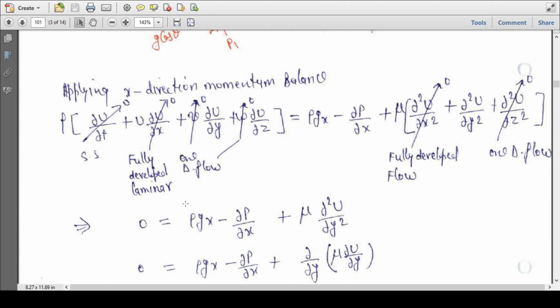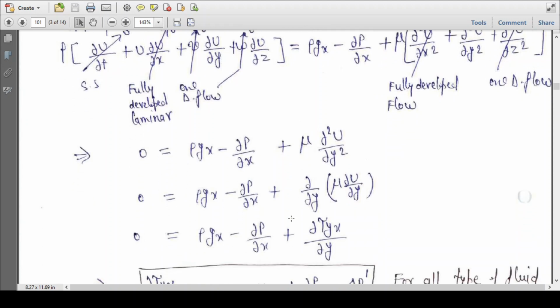So finally we end up with this equation: 0 equals minus rho g x minus del p upon del x plus mu del square u upon del y square. Now we can rewrite this by taking this del and mu inside the bracket.